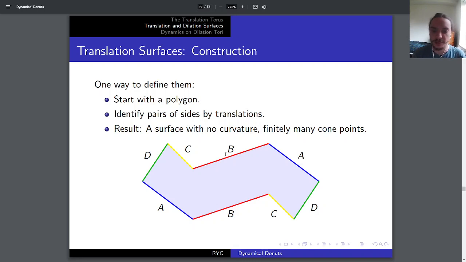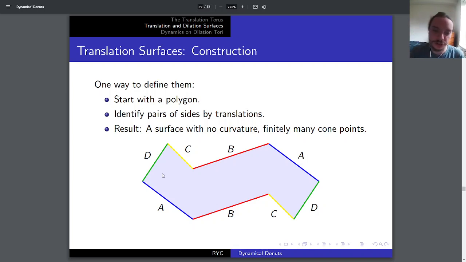Okay, so if you have a polygon that has pairs of sides like that, then when you identify the pairs of sides and you kind of fold things up, you're going to get a resulting surface. It's going to have no curvature because it comes from a flat plane, except that it's going to have finitely many of these cone points. So a cone point is kind of like when you fold up all these vertices onto one point, or maybe a couple points. And when you fold them all up, all that angle kind of gets bunched together.